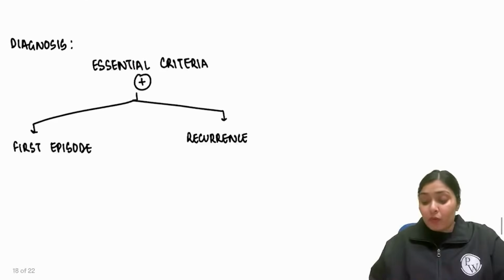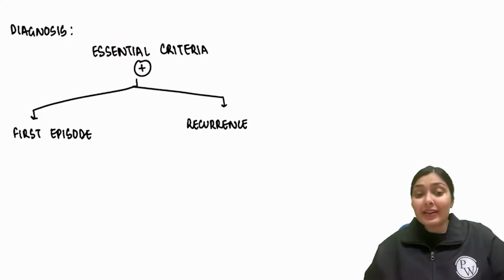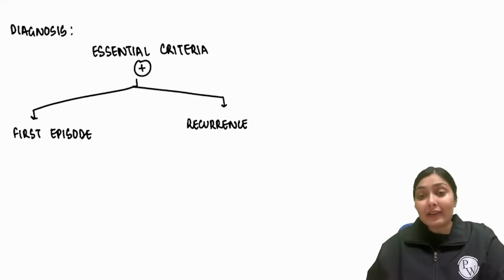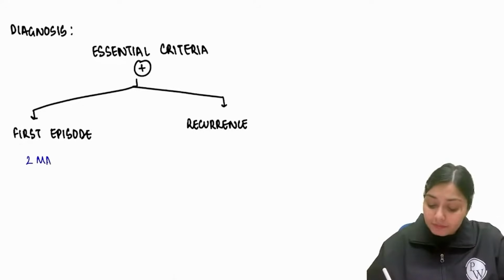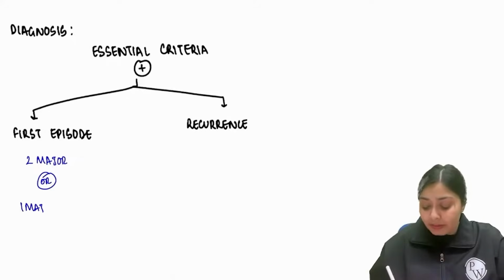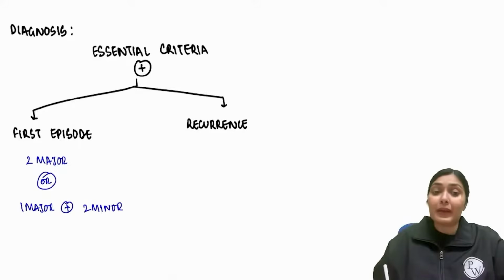So when will you make the diagnosis? We will need an essential criteria. Along with that, if it is the first episode, then I need 2 major or 1 major plus 2 minor.